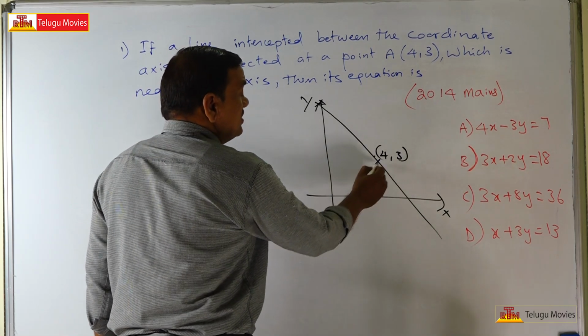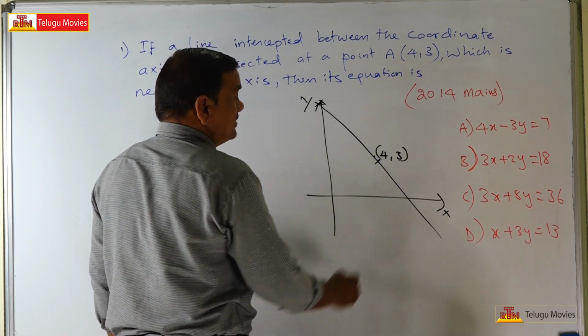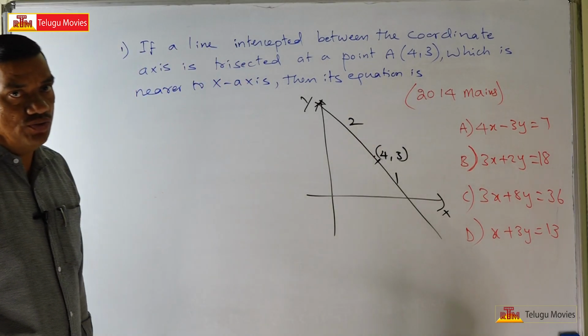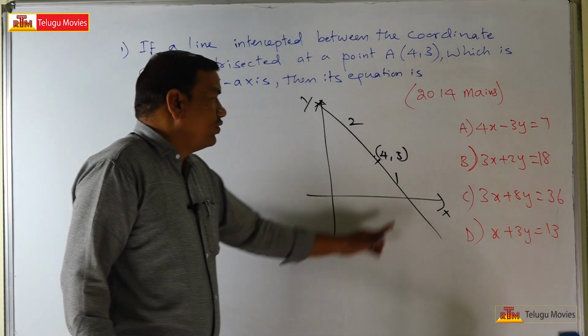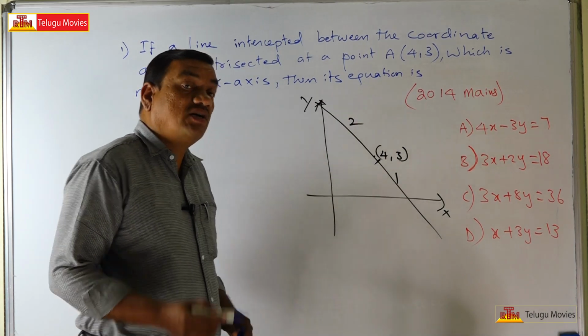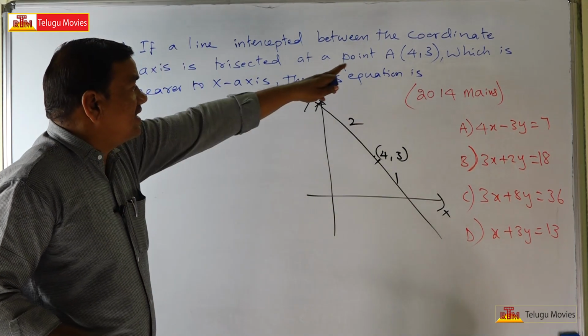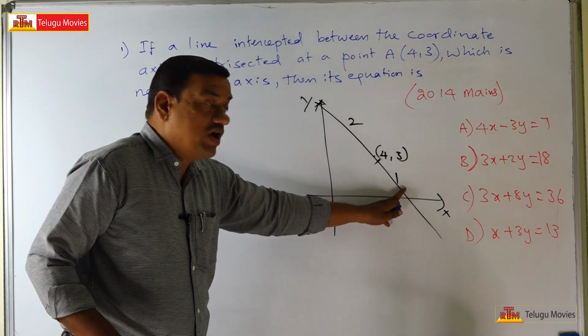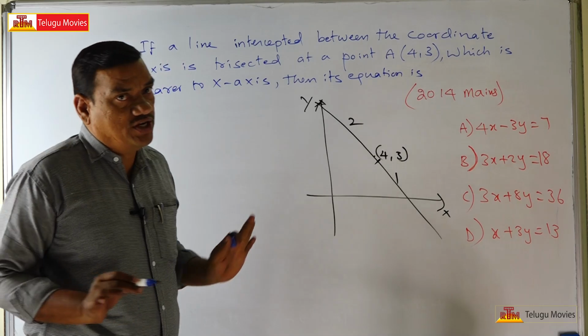Trisected means what? Since this point is nearer to the x-axis, we can take this part as 1 and this part as 2, a 1:2 ratio. You may ask one doubt: sir, can we take 2:1? Yes, but to avoid that, he said that the point is nearer to the x-axis. That's why this should be 1 and this should be 2, a 1:2 ratio.